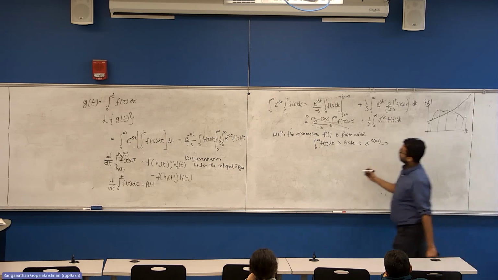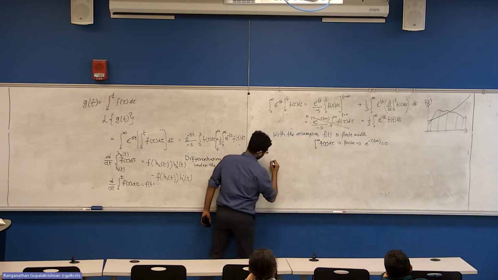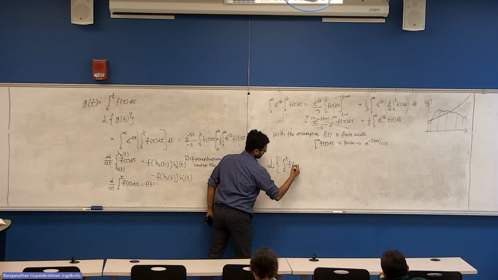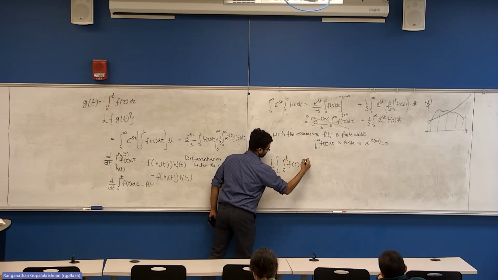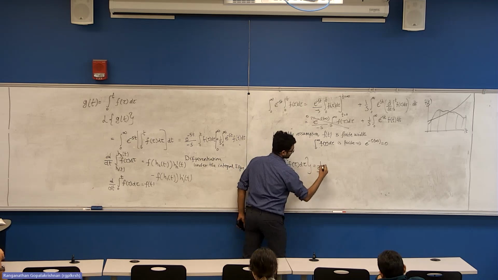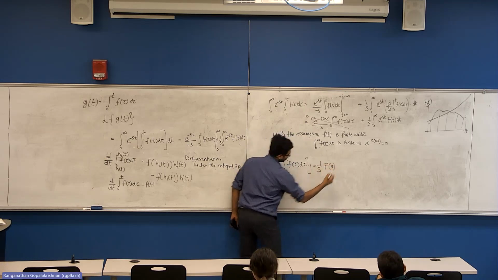So we have the Laplace transform of the integral from 0 to t of f of tau d tau equal to 1 over s times the Laplace transform of f of t.